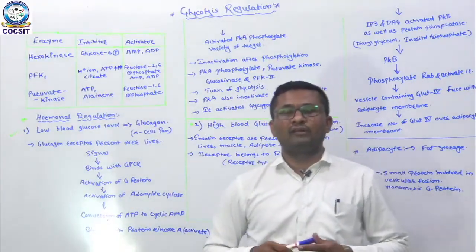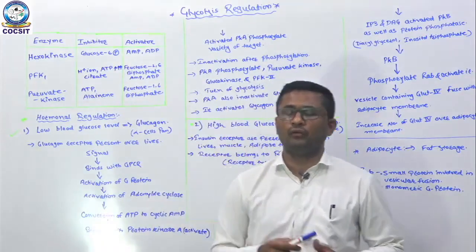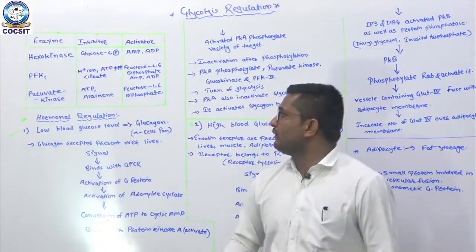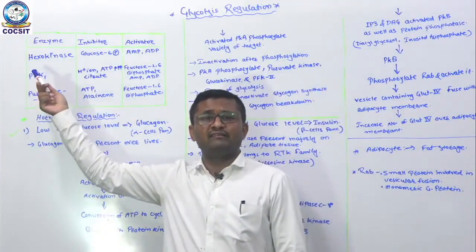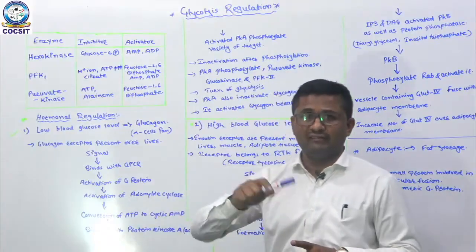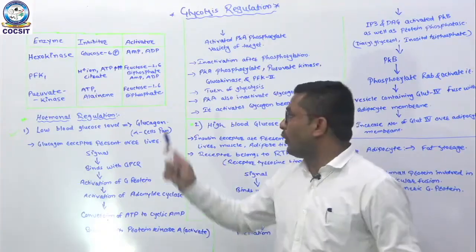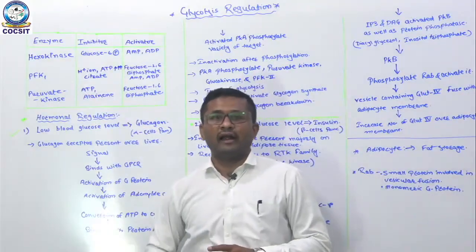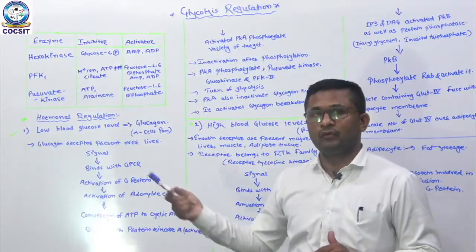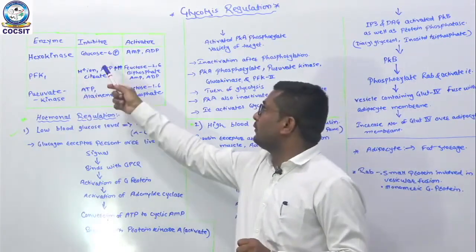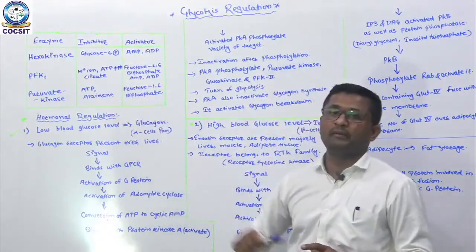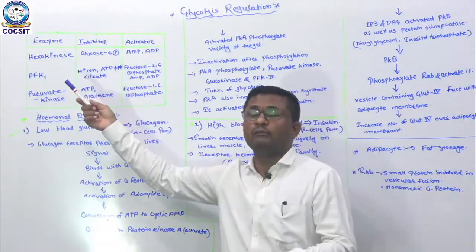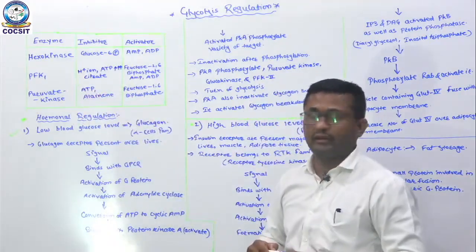Secondly, PFK1, phosphofructokinase 1. We know that this enzyme catalyzes the regulatory step of glycolysis, so it is the main enzyme which plays the major role in glycolysis. We already know that the activator of PFK1 is fructose 2,6 bisphosphate. The inhibitor of PFK1 is H plus ions, that is, protons.